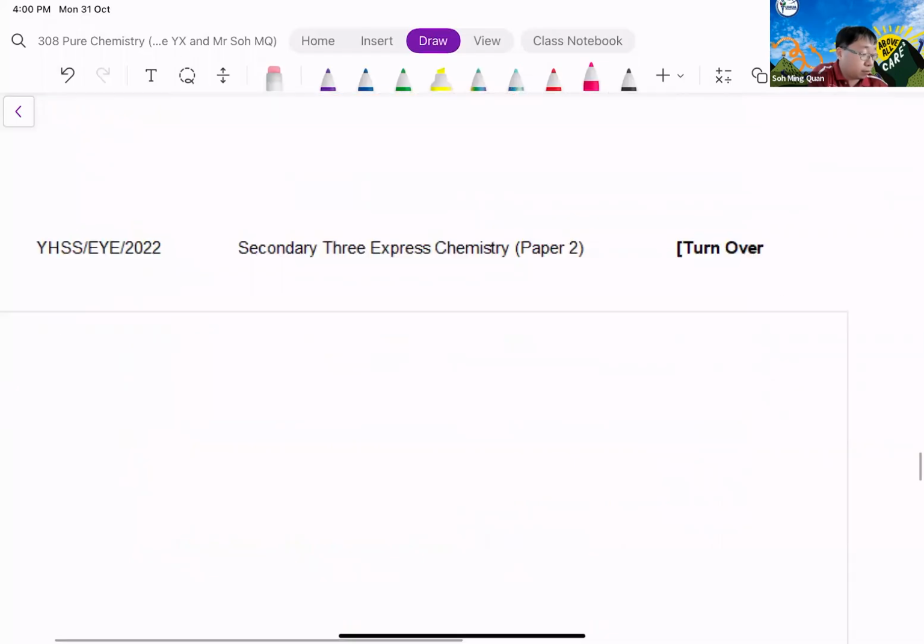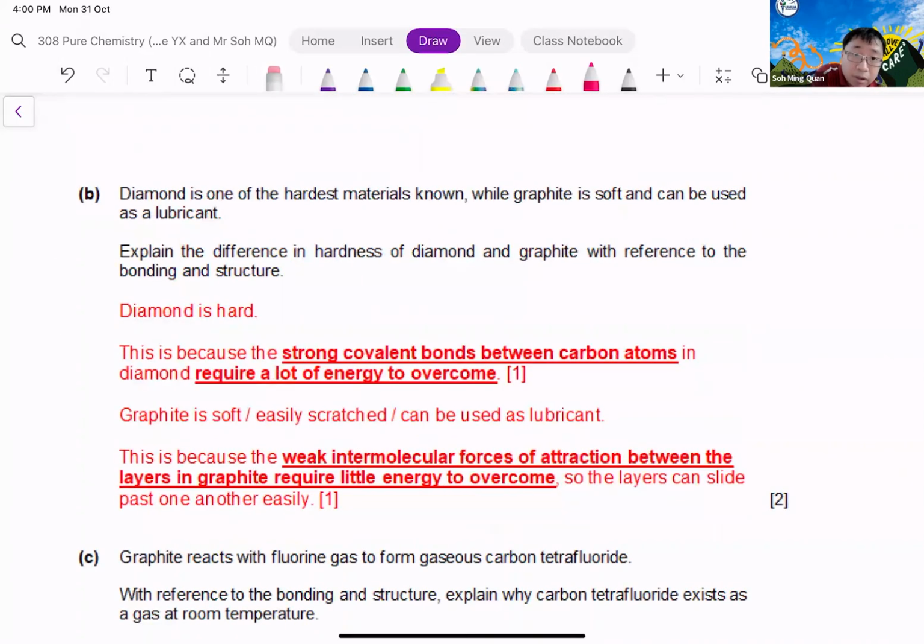Moving on. Part B, the difference in hardness of diamond and graphite. Again, you can study for this, right? Diamond is one of the hardest materials, whereas graphite is very easily scratched because the bonds inside are different. Okay, diamond is hard because the strong covalent bonds between carbon atoms require a lot of energy to overcome. Whereas for graphite, it has weak intermolecular forces of attraction between the layers, which require little energy to overcome. Okay, so it's all about the kinds of forces of attraction that you overcome.